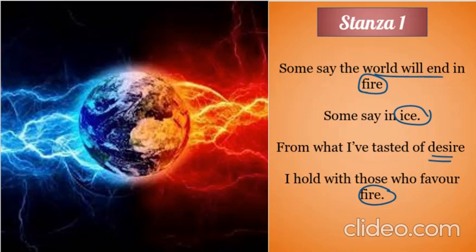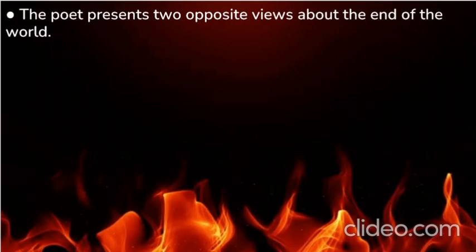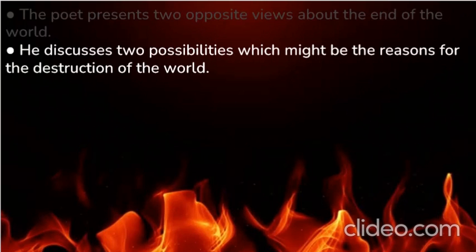So are we literally talking about fire and ice destroying it? No, it's actually not that. So let's understand the main meaning. The poet presents two opposite views about the end of the world. He discusses two possibilities which might be the reason for the destruction of the world. He's telling that either the world will be destroyed and ended by fire or ice.